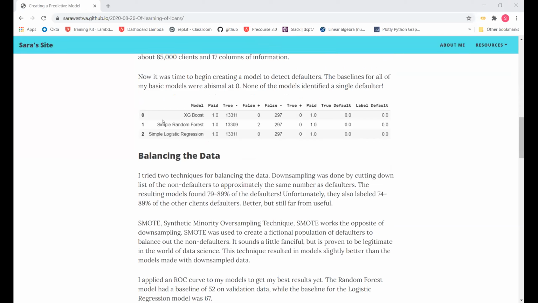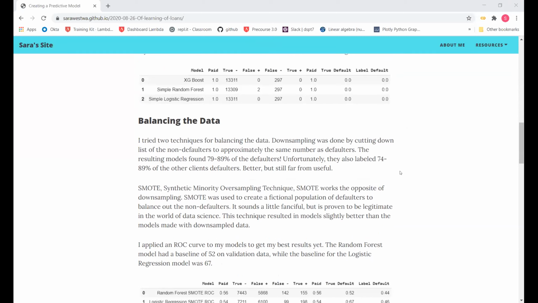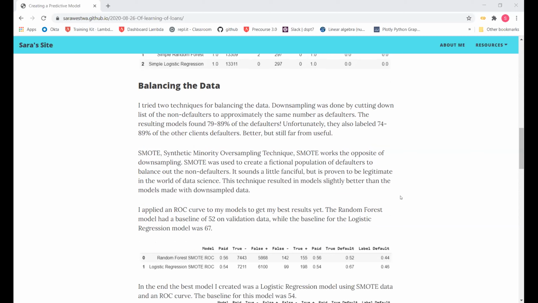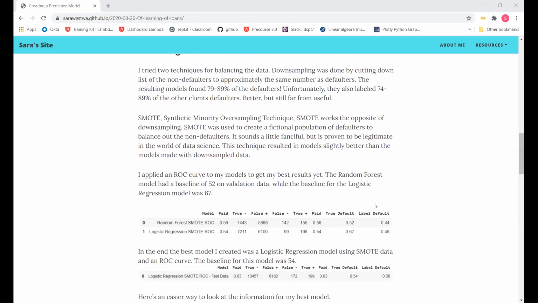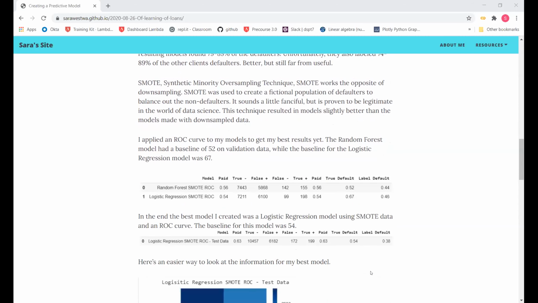Prior to downsampling, I ran it through my models and did not catch a single defaulter. And then when I did it with the downsampled data, it got somewhat better. And then I tried synthetic majority oversampling, which is creating a bunch of fictional defaulters, and that improved it more. And then I used the ROC curve to perfect my model, though now I realize that wasn't the best curve. And in the end, I had my logistic regression model with the curve giving me the best outcome.